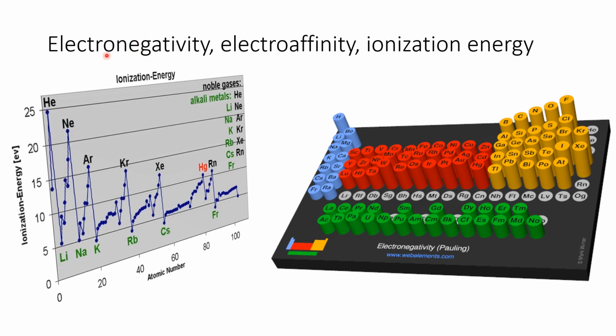Now, what is the difference between electroaffinity and electronegativity? Electroaffinity, which is not shown here, but I'm going to show it to you in a bit, is the energy released when an electron binds to an atom or molecule to form an anion. That is what electroaffinity is. So basically, it's a measurement of energy, like ionization energy.